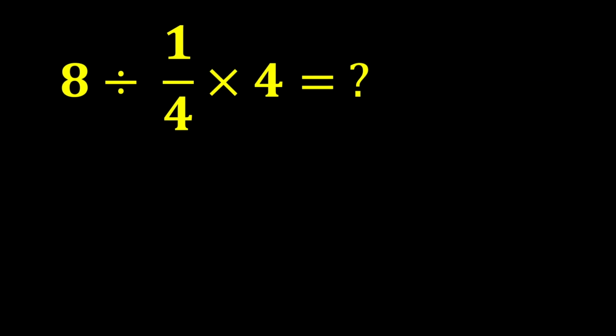8 divided by 1 over 4, multiplied by 4. In this expression, there is both division and multiplication. According to PEMDAS, multiplication and division have equal priority, so we move from left to right and perform whichever operation we encounter first. In this expression, if we move from left to right, we reach division first, so we perform the division first and then the multiplication.